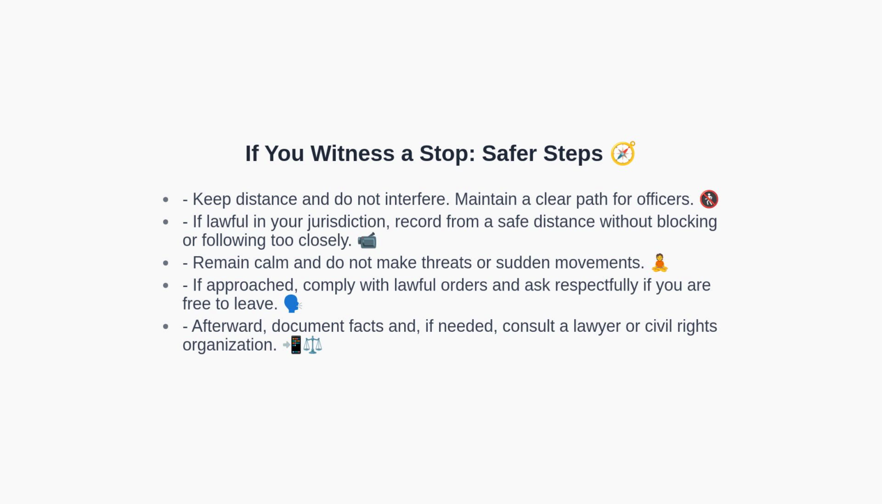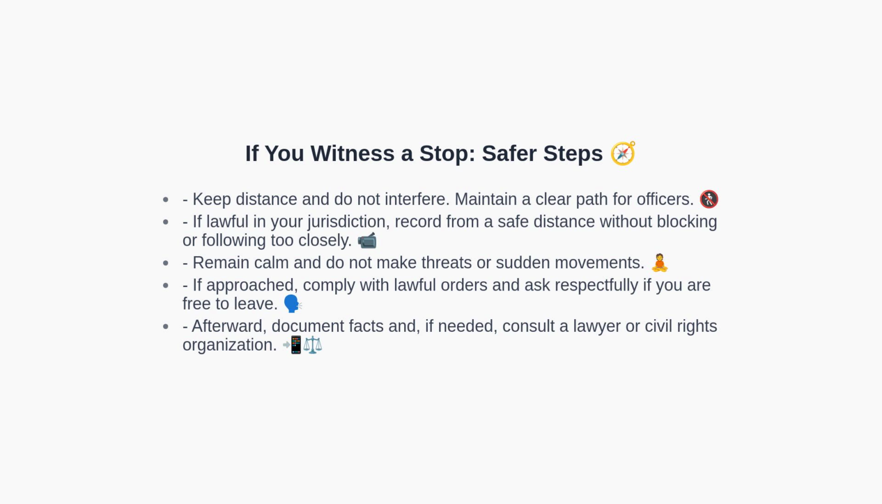If you witness an immigration stop, maintain a safe distance, and avoid interference. Keep pathways clear. Where lawful in your jurisdiction, you may record from a safe distance, ensuring you do not block, impede, or closely follow officers. Remain calm and avoid threatening language or sudden movements.